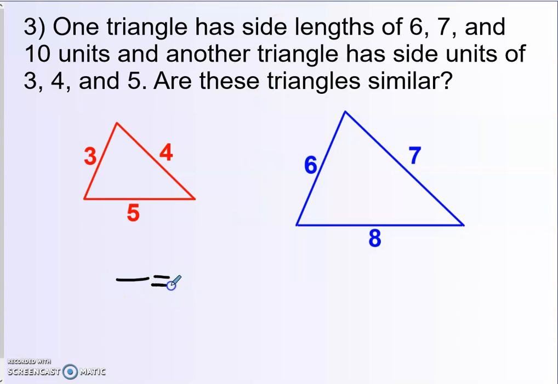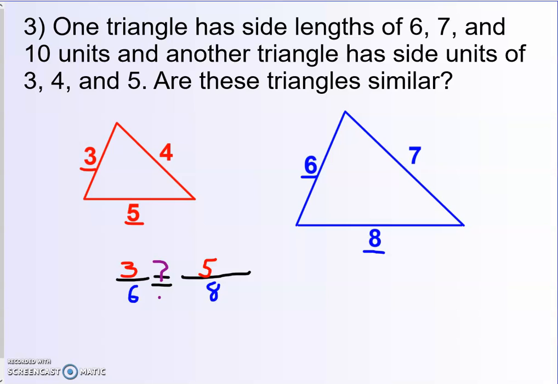Let's compare the smallest side of the red triangle, which is 3, to the smallest side of the blue triangle, which is 6. And what I want to do is see if that's equal to the ratio of the two, let's say, largest sides. So the largest side here is 5, and the largest side here is 8. And if these shapes are indeed similar, then their sides have to be in the same ratio. That's what it means to be proportional.